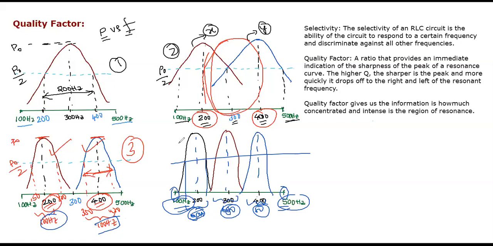So comparatively, in case 4 the power signal has higher sharpness. So we can conclude here that these signals' selectivity is high.